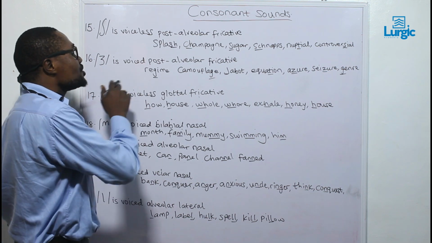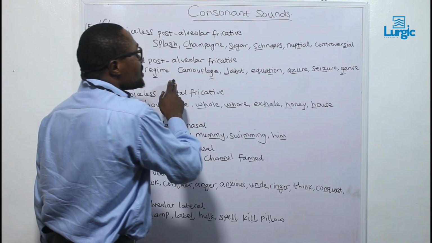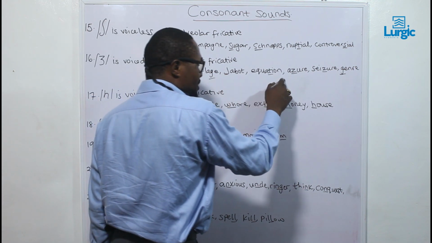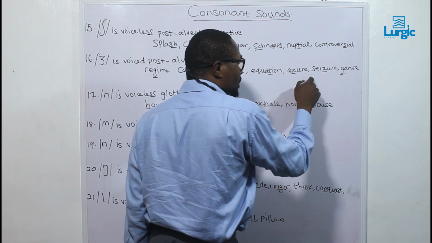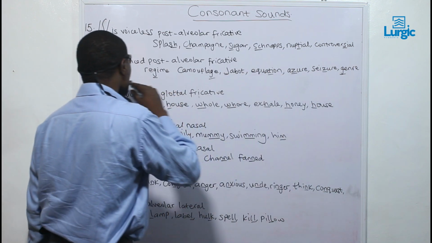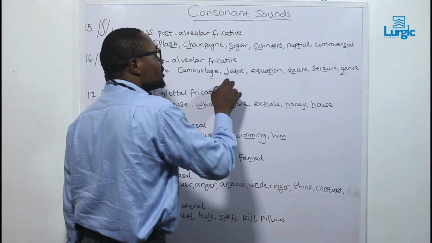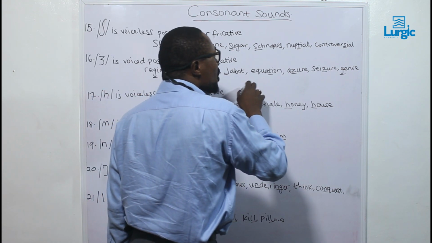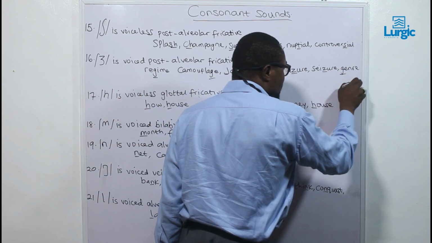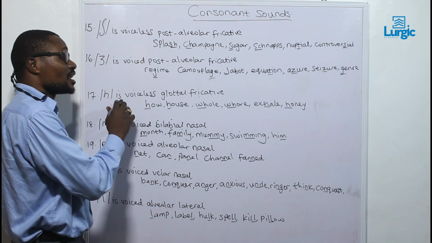So we have regime, not regime, regime, camouflage, jabots, equation, azure, seizure, genre. I'll take it again. Regime, camouflage, jabots, equation, azure, seizure, genre.